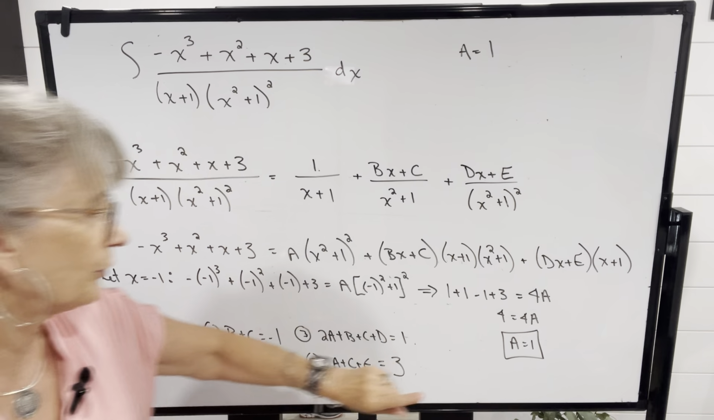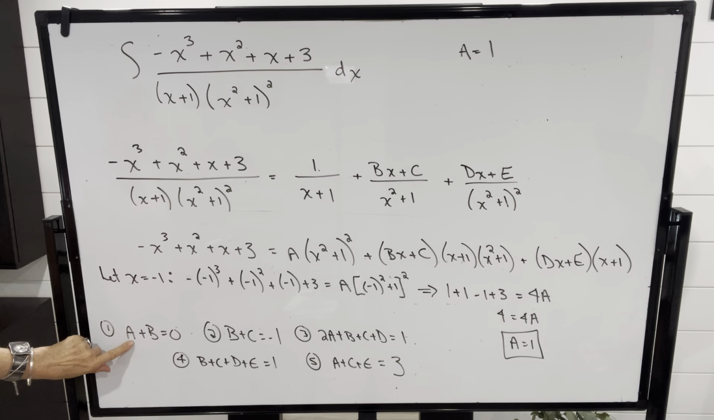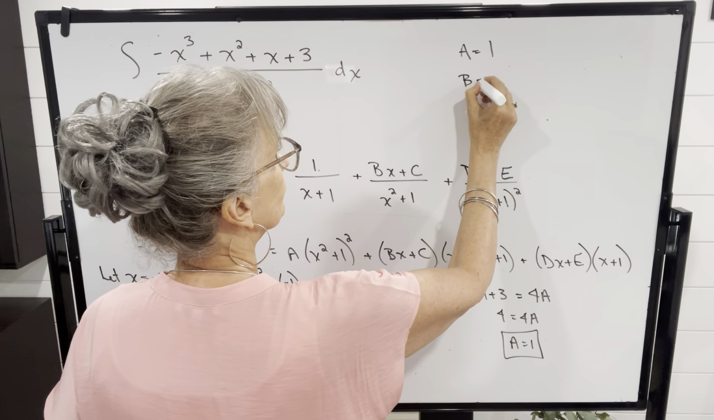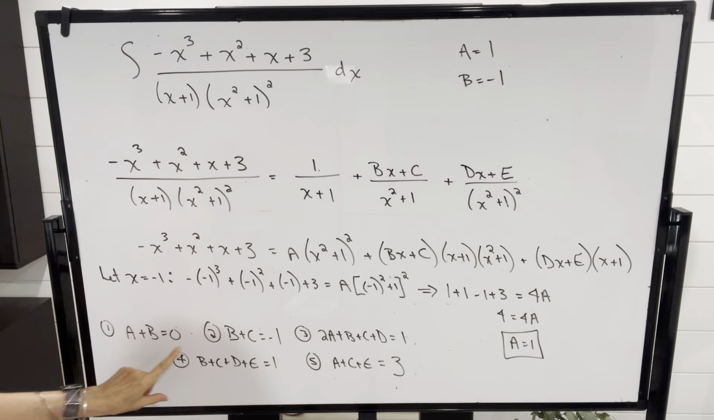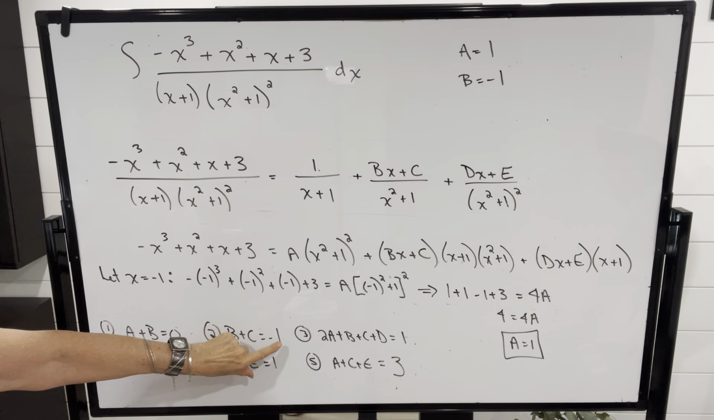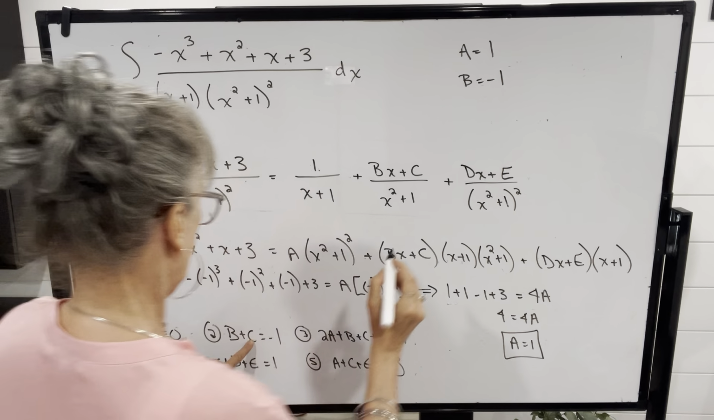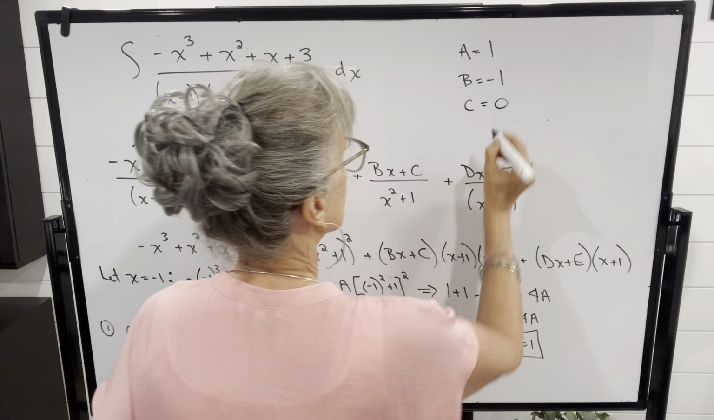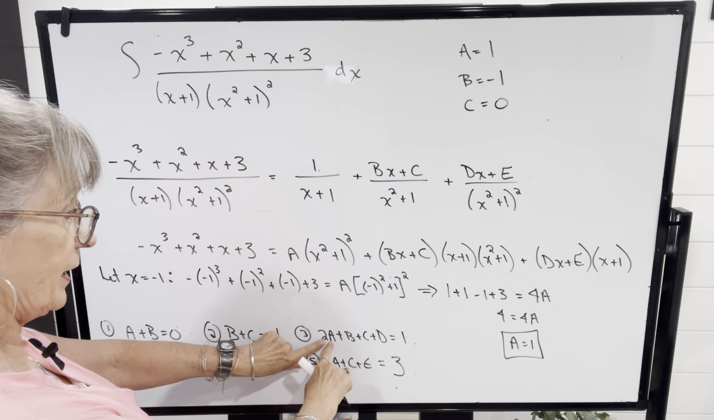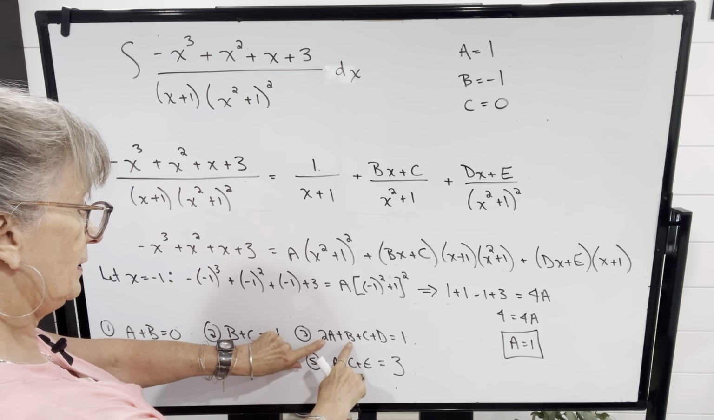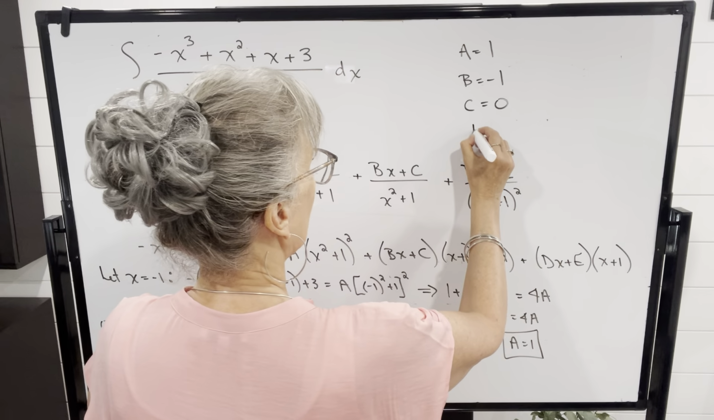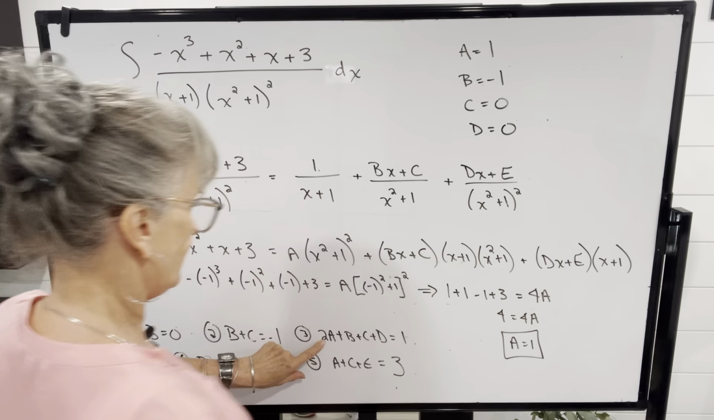Then when I put that value of a into the first equation, 1 plus b is equal to 0, I'll get b equals negative 1. Then when I put that value into the second equation, negative 1 plus c is equal to negative 1. Therefore, c is equal to 0. When I put those values in equation 3, I'll get 2 plus negative 1 plus 0 plus d is equal to 1. And that gives me a value of 0 for d.